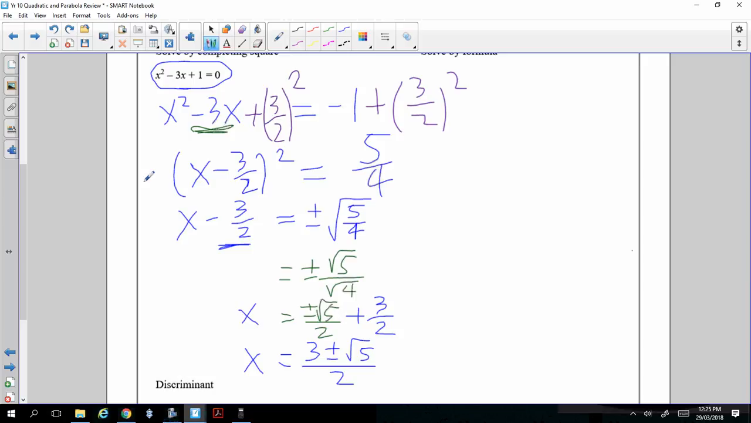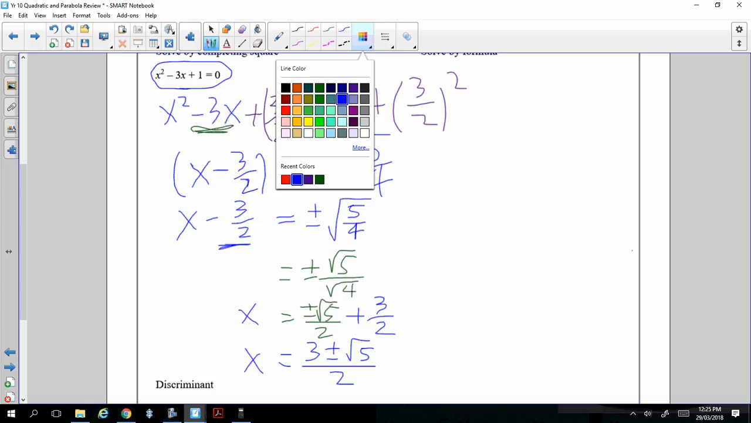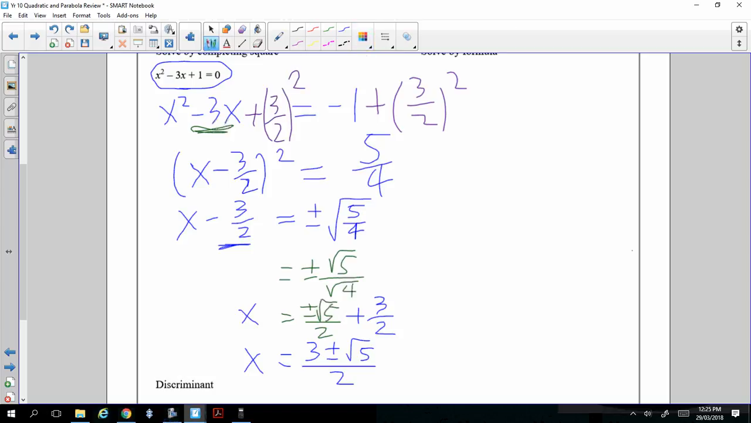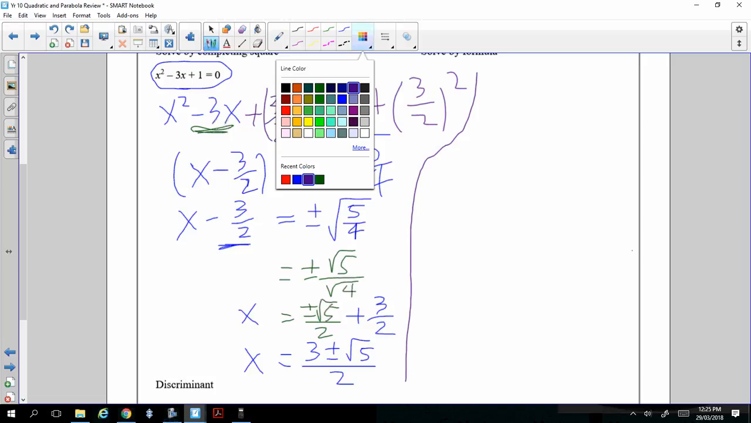Now there's another method to do this. It's called using the formula. Let's also look at that as well. We're going to solve the same equation using the quadratic formula. Okay. So let's do it in green, purple. So what is the quadratic formula?